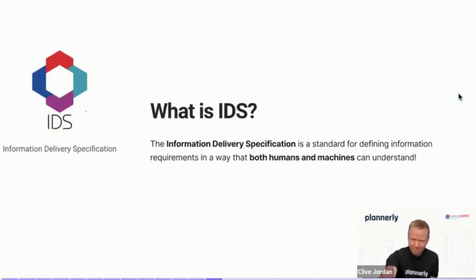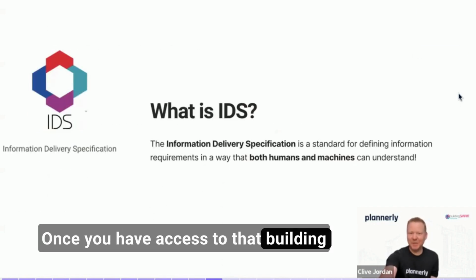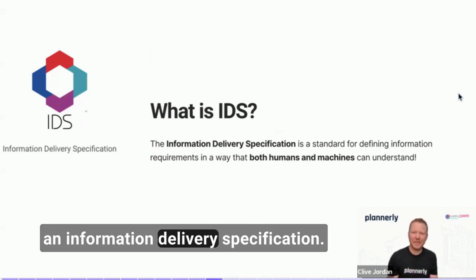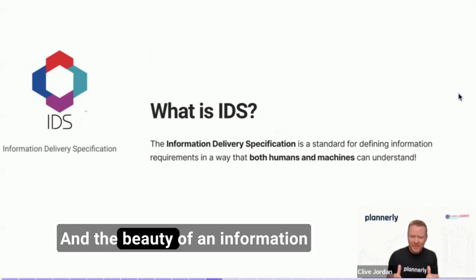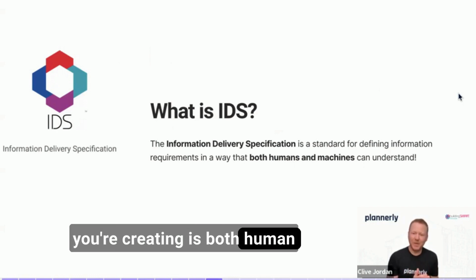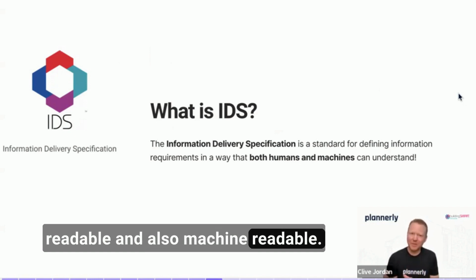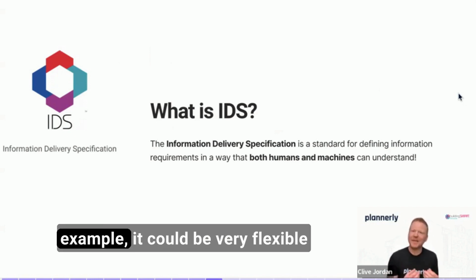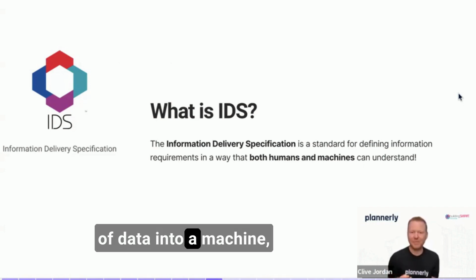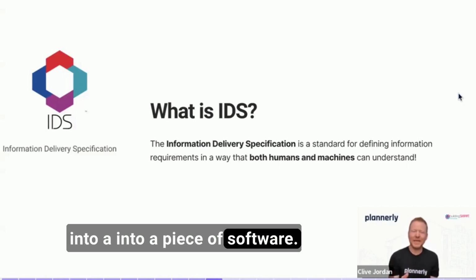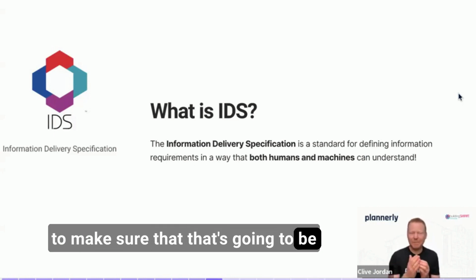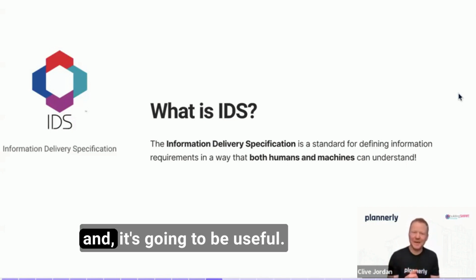Once you have access to that Building Smart Data Dictionary, you can use it to start to build what's called an Information Delivery Specification. The beauty of an Information Delivery Specification is that what you're creating is both human readable and also machine readable. If you think about the spreadsheet example, it could be very flexible, but trying to ingest a spreadsheet of data into a piece of software, unless it's formatted exactly how it's expecting it, it's very difficult to make sure that it's going to be parsed, understood, and useful.